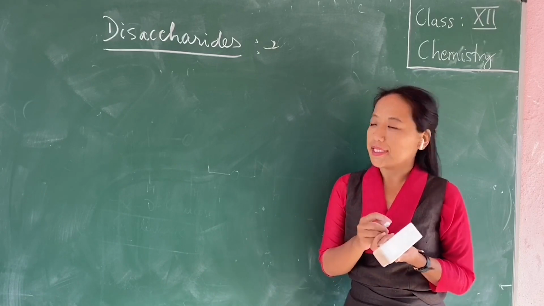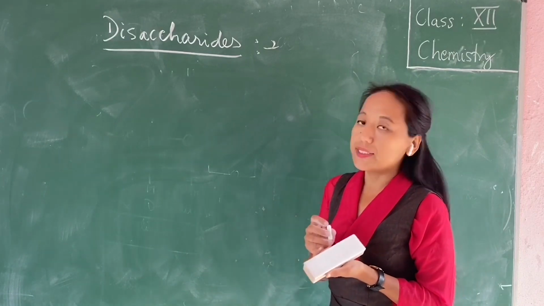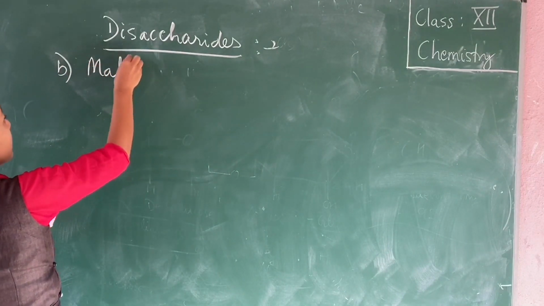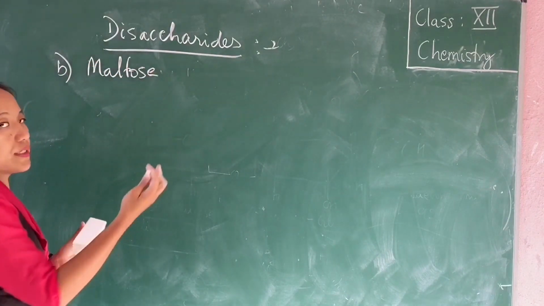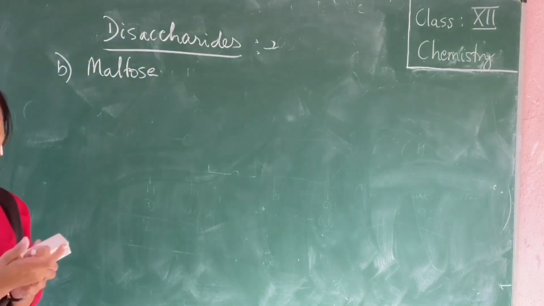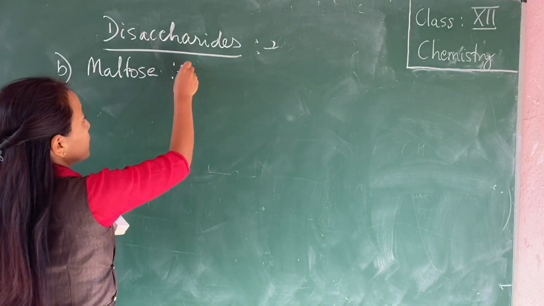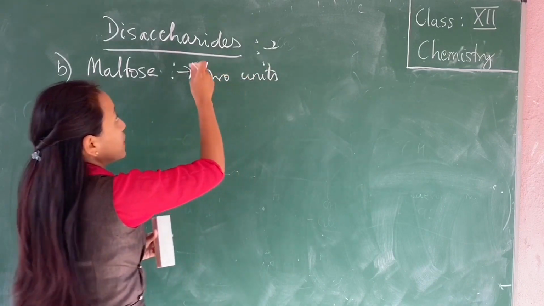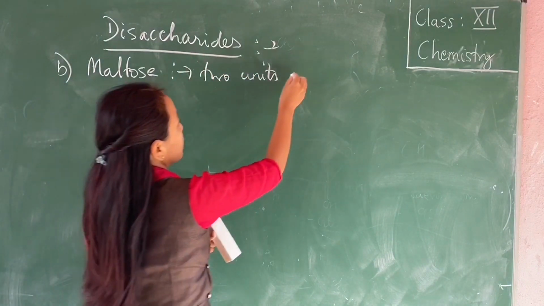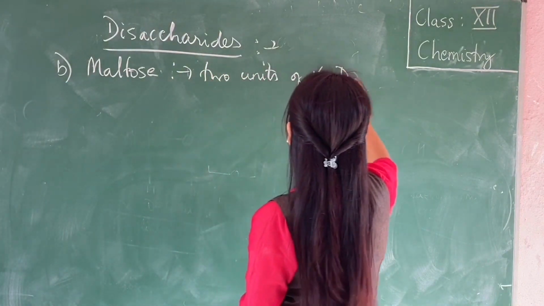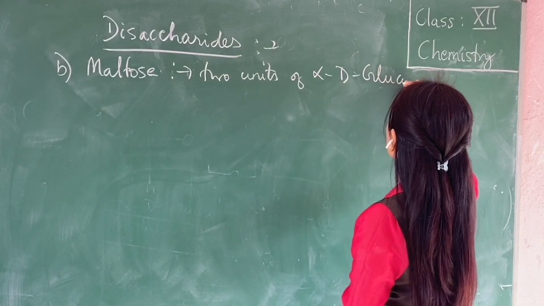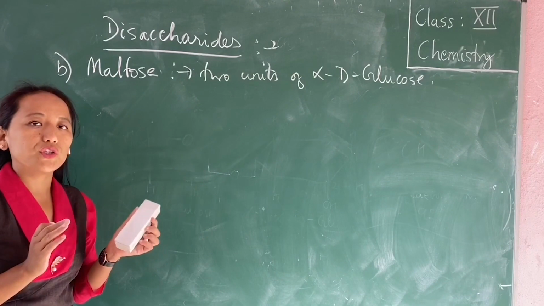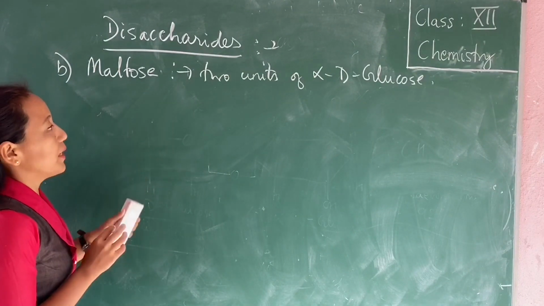The next disaccharide that we are going to study is maltose. Now maltose on hydrolysis produces 2 units of alpha-D-glucose. Therefore, it comes under disaccharides. Okay, now let's look at the formation of glycosidic linkage in maltose.